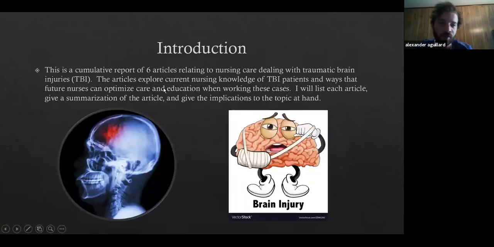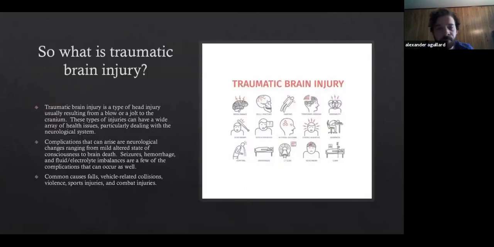So my introduction: I'm going to give a report on 6 articles related to the nursing care dealing with TBI. The articles are going to explore current nursing knowledge of TBI patients and ways that nurses can optimize and educate with the work on these cases. I'm going to list each article, give a summary of that article, then give the implications at hand.